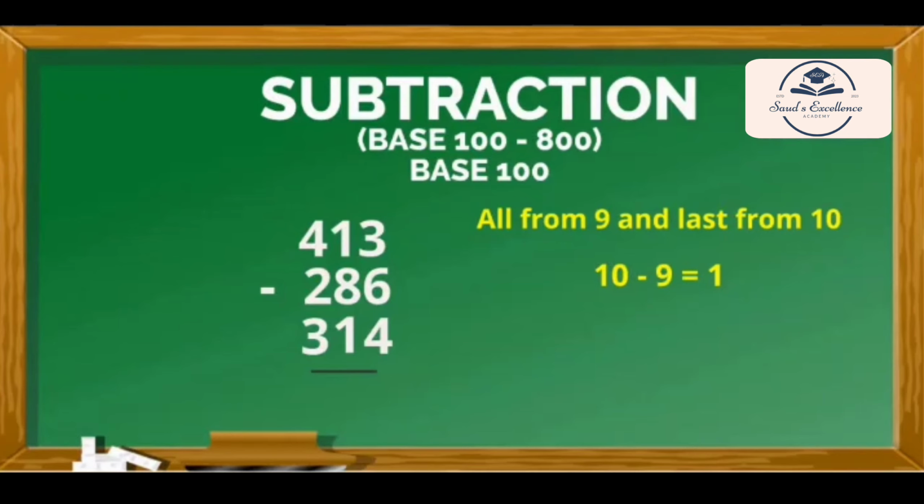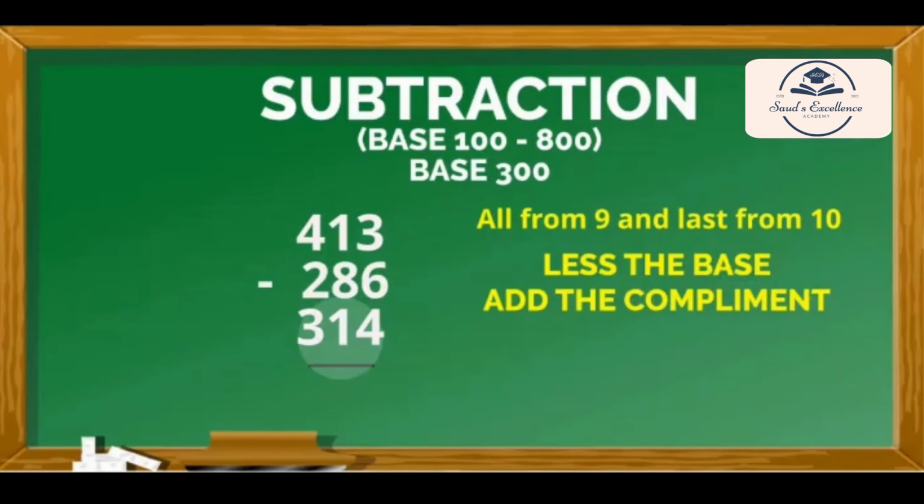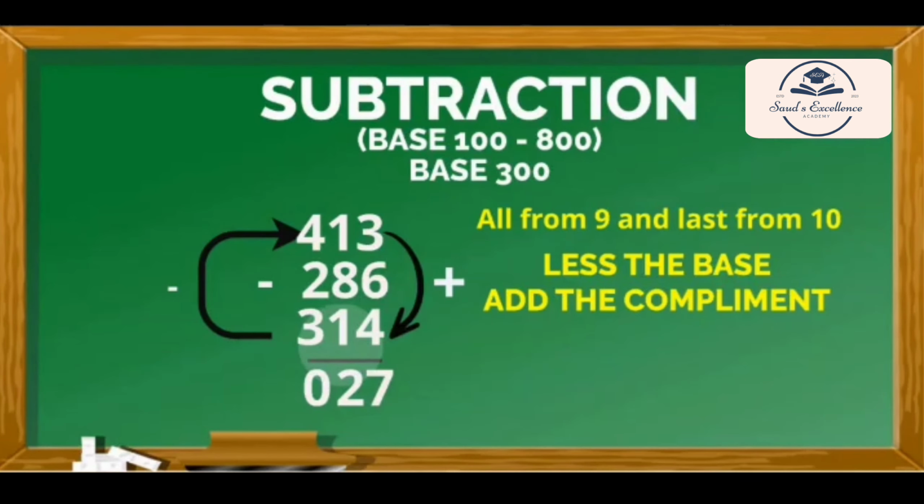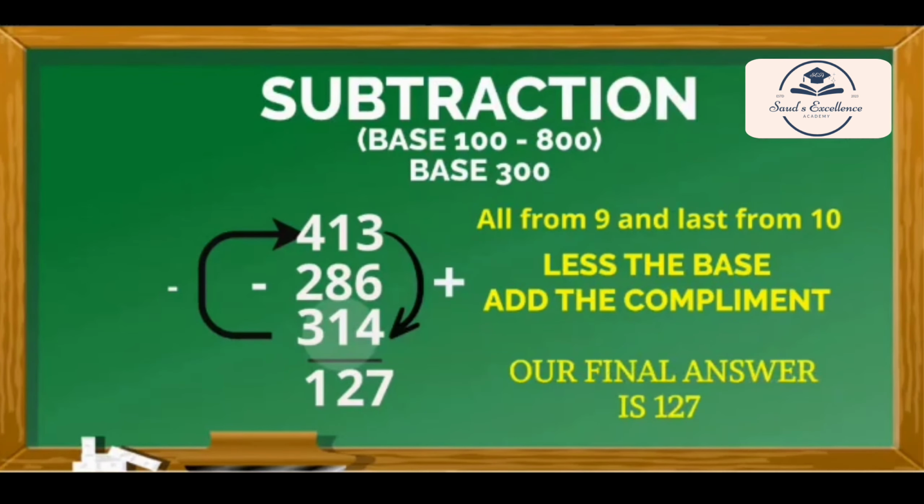Now we apply the formula: less the base, add the complement. We minus 3 from 4 equal to 1. We add 1 to 1 equal to 2. We add 4 to 3 equal to 7. Our final answer is 127.